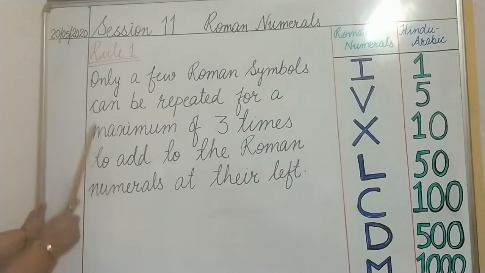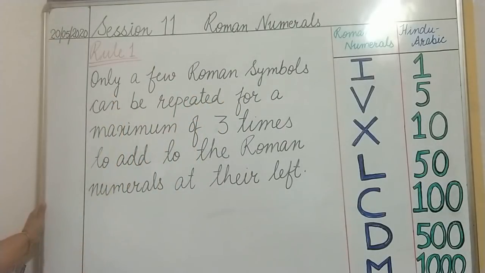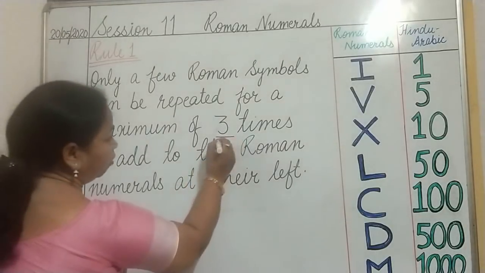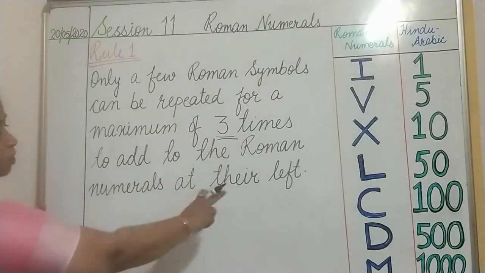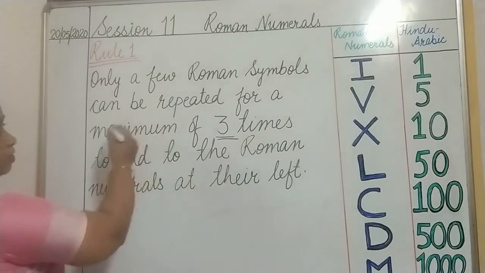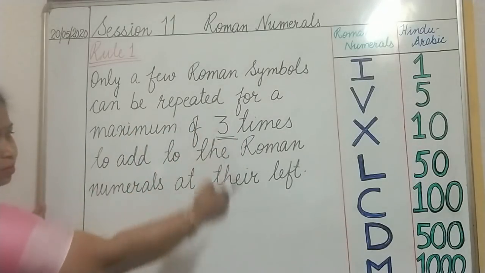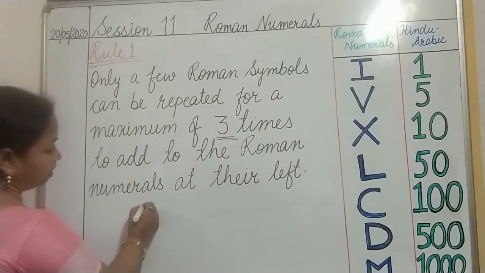As you can see, rule 1: only a few Roman symbols can be repeated for a maximum of 3 times, children. So how many times can we repeat it? 3 times, to add, to the Roman numerals at their left. Got something? No, it is not clear? No problem, I'll explain. Some of these symbols are going to be repeated, and how many times? 3 times. I'll give an example.